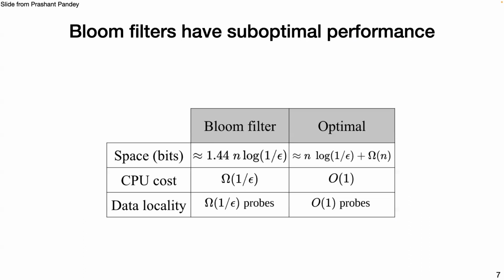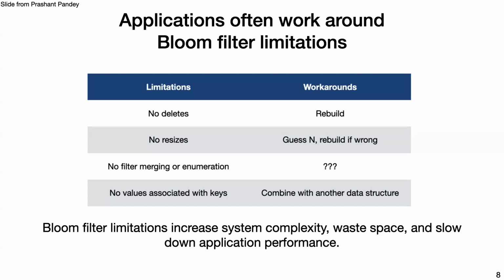And similarly, the locality is bad because you have to check 1 over epsilon slots, and they may not be contiguous. So you have to do at least this many, but ideally we would want order 1 checks and also order 1 cache misses. So that's one issue with Bloom filters, the theoretical cost. And another issue is that they have a lot of drawbacks in terms of functionality.